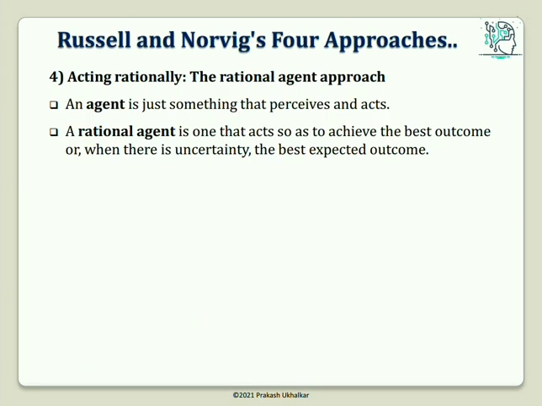Acting rationally, the rational agent approach. An agent is just something that perceives and acts, but computer agents are expected to have other attributes that distinguish them from mere programs, such as operating under autonomous control, perceiving their environment, persisting over a prolonged time period, adapting to change, and being capable of taking on another's goals. A rational agent is one that acts so as to achieve the best outcome, or, when there is uncertainty, the best expected outcome.